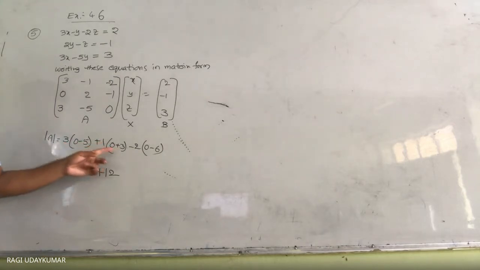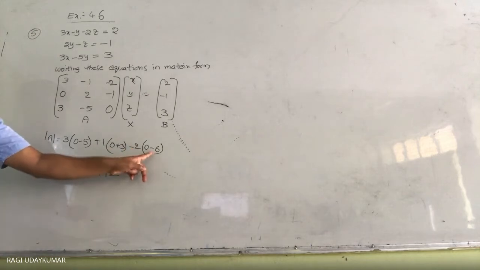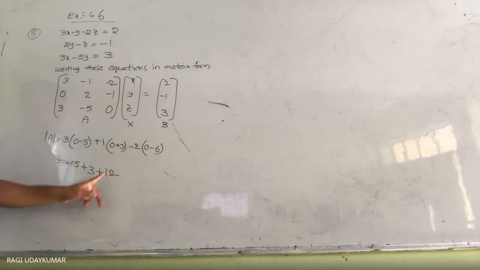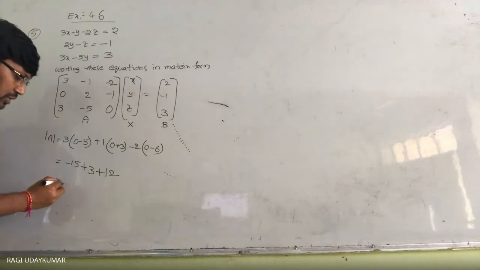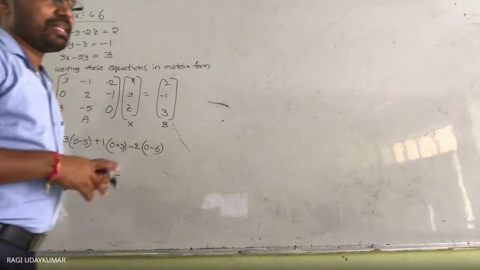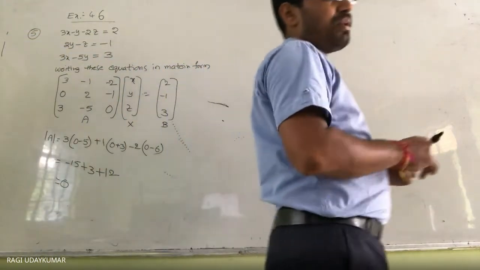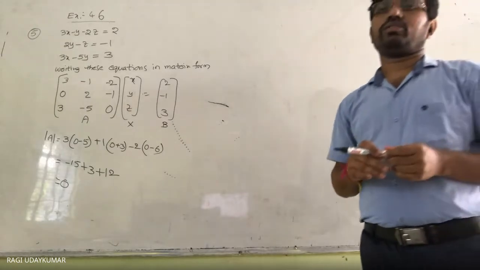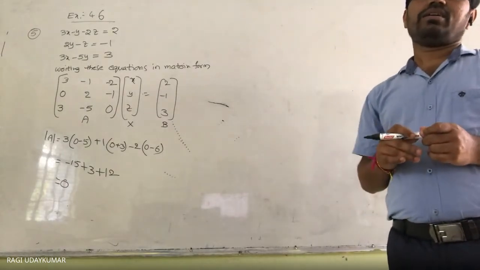Minus 15 plus 3 minus 6 into minus 2 plus 12, which is equal to 0. If the determinant of A is equal to 0, what to do here? We have to find the adjoint of A into B. Depending upon the adjoint of A into B, you can say how many solutions you are going to get, and whether they are consistent or not.